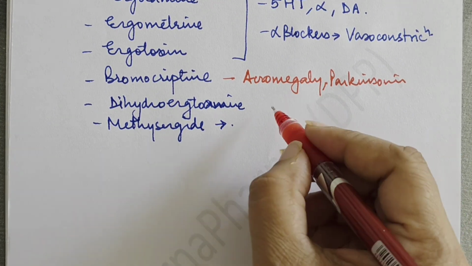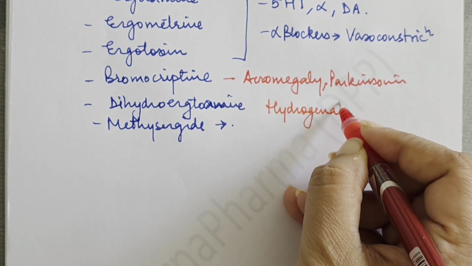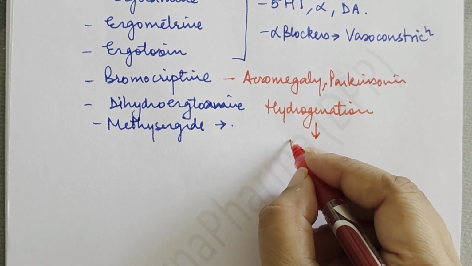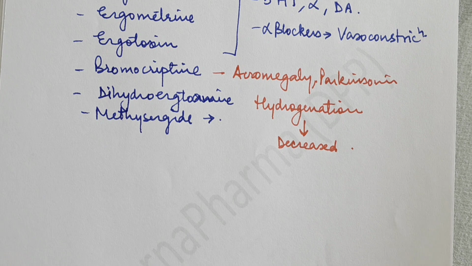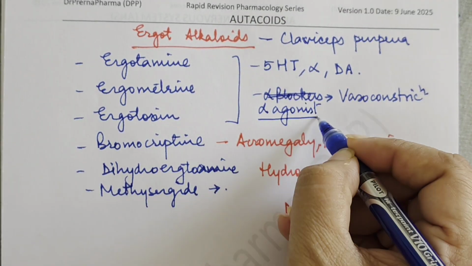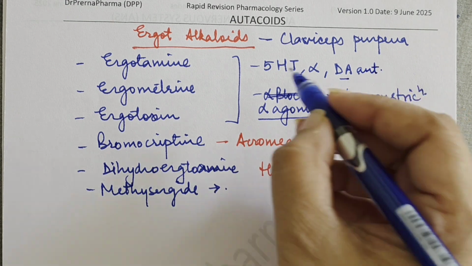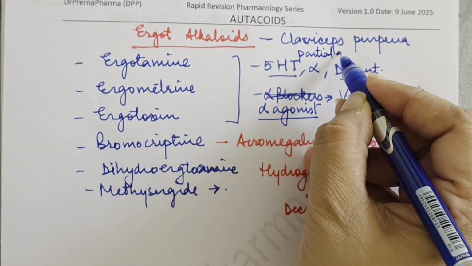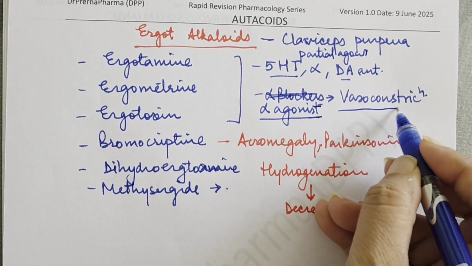Then it is seen that hydrogenation decreases. So here by mistake I have written they have alpha blocking action, but they have alpha agonistic action. Dopamine के ऊपर they have antagonistic action, and 5-HT पे they have partial agonistic action. Okay, so by their agonist action on alpha receptor they cause vasoconstriction.